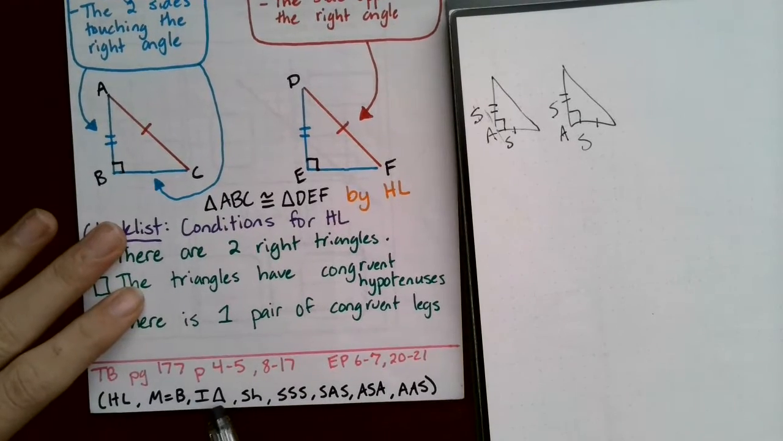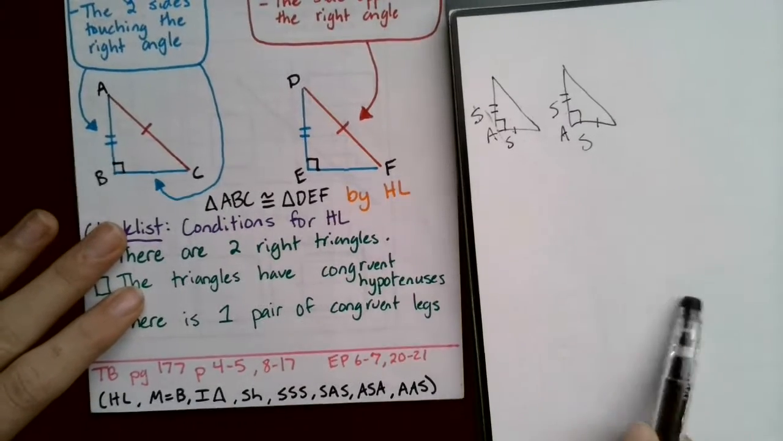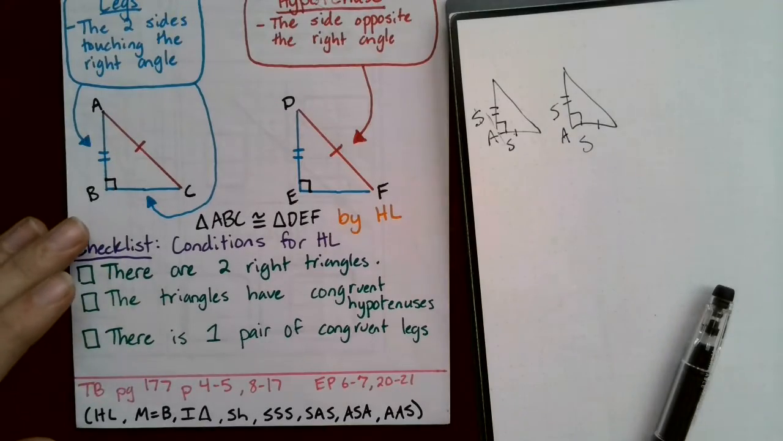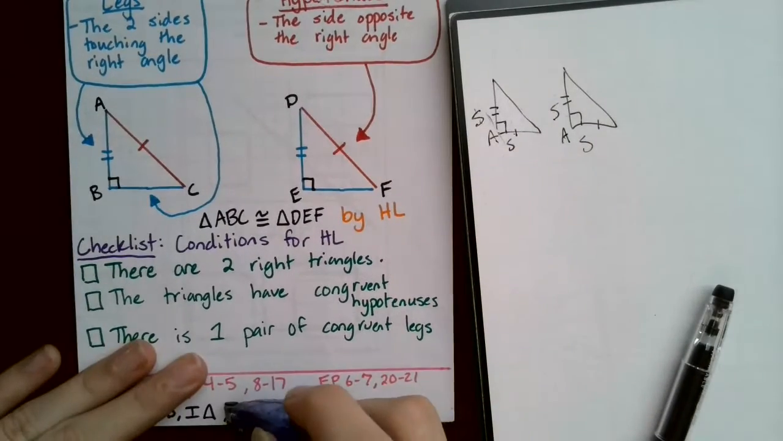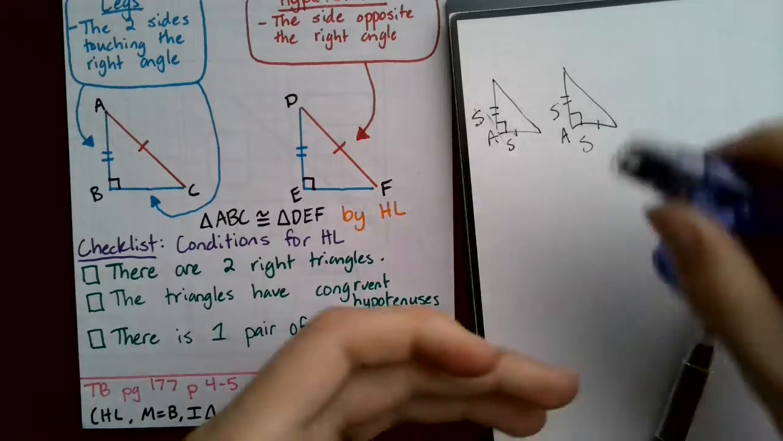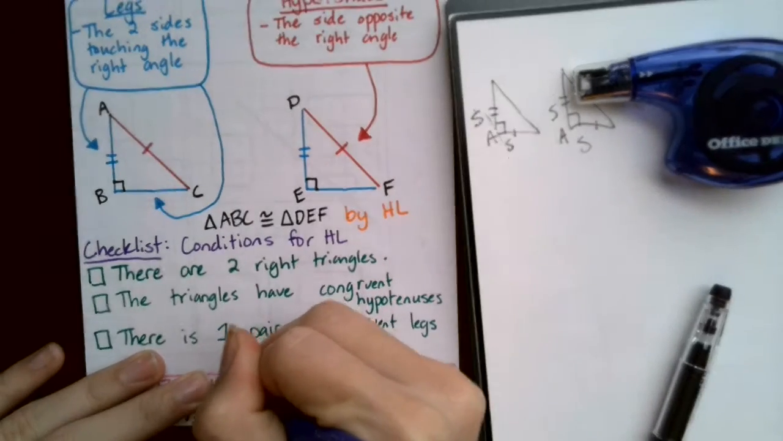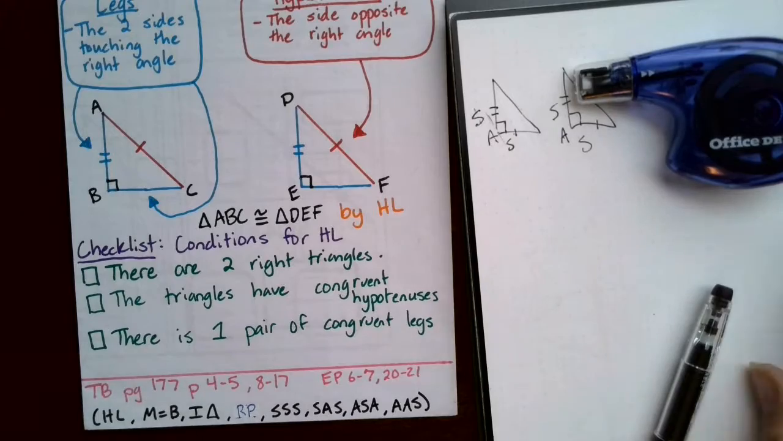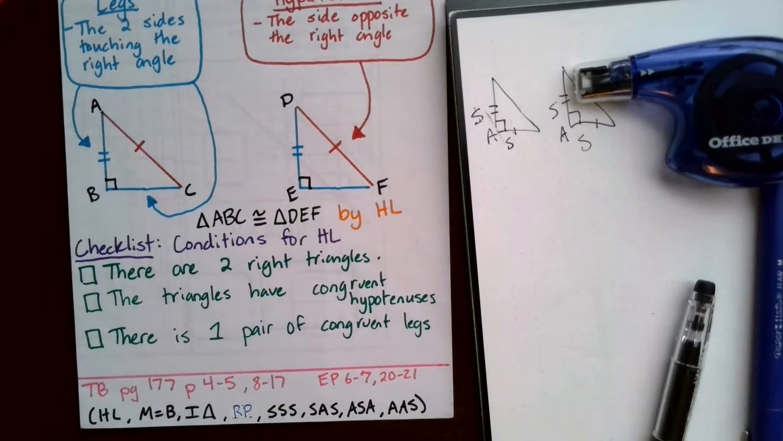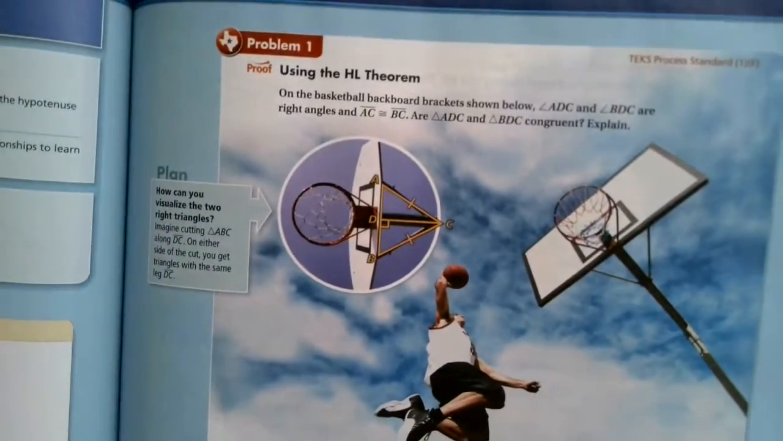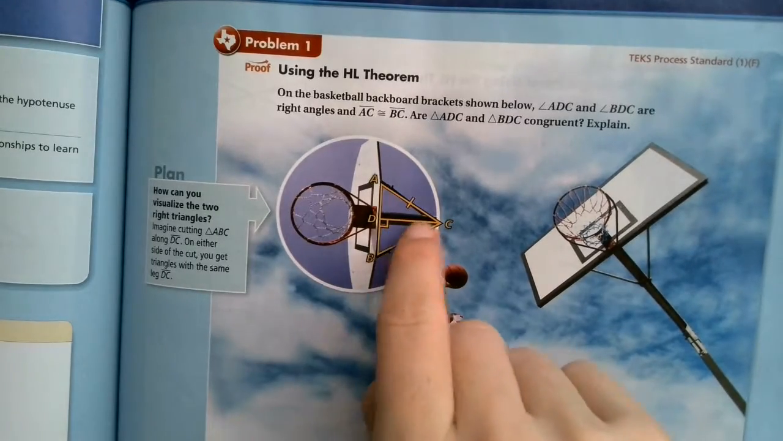Also recognize sometimes we'll use these other ones. And the more appropriate name for shared side is reflexive property. I already had changed that, but didn't change it on my old notes. So the reflexive property, we might use that, such as in the textbook right here. This uses the reflexive property.